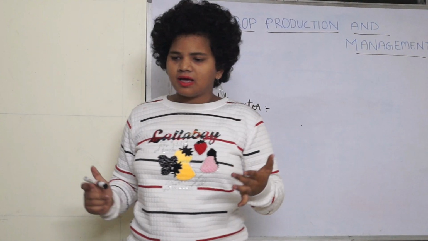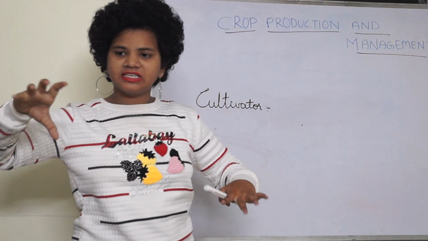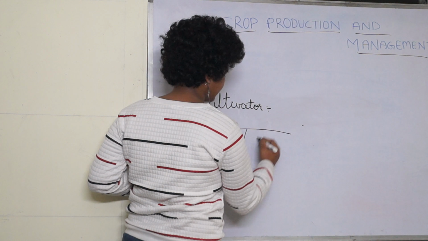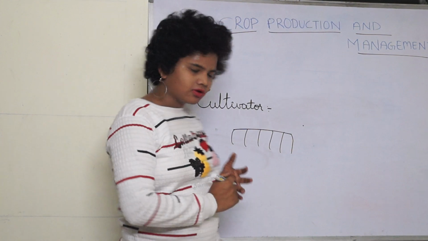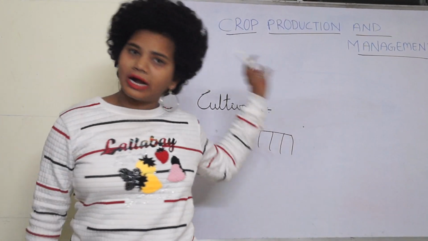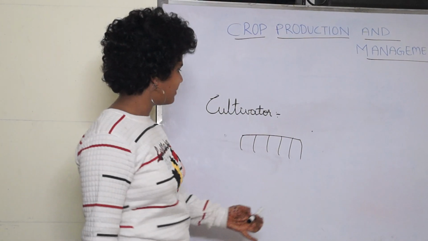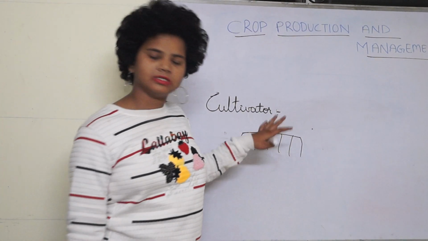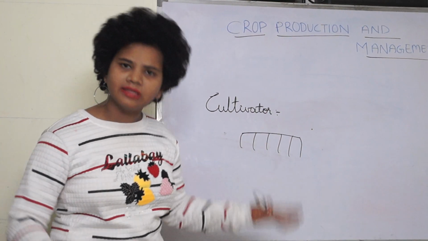Cultivator. What is a cultivator? A cultivator is a machine which helps to pull the seed. It is a plowing machine. The shape of the cultivator is like this. It is connected to the tractor, and the tractor drives the cultivator. So it saves labor time, and it can easily be used on a large field. So nowadays there is a new machine called the cultivator, which is useful for plowing. Plowing is nothing but loosening the soil.